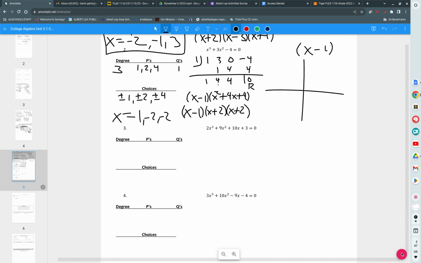Hey, sketch a graph. See if you remember what we did on Friday.